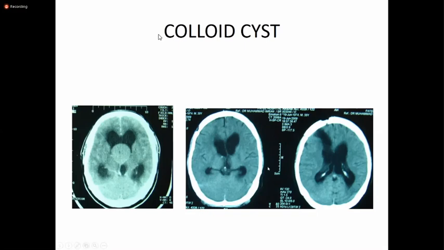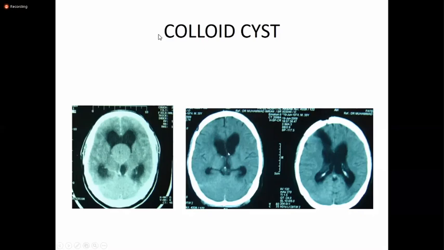If you compare these scans, this is the preoperative scan of colloid cyst. You can see dilated ventricles, you can see the periventricular lucency, but you cannot appreciate the sulci over here. All the sulci are obliterated completely, which means that the brain is very tight. And this is the post-op scan of the same patient. Once we removed it by this craniotomy, this is the craniotomy defect, we have removed this colloid cyst.